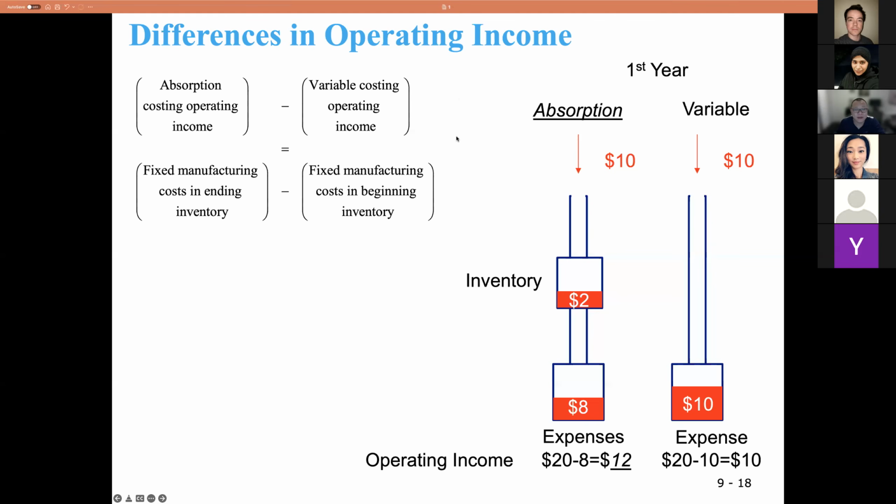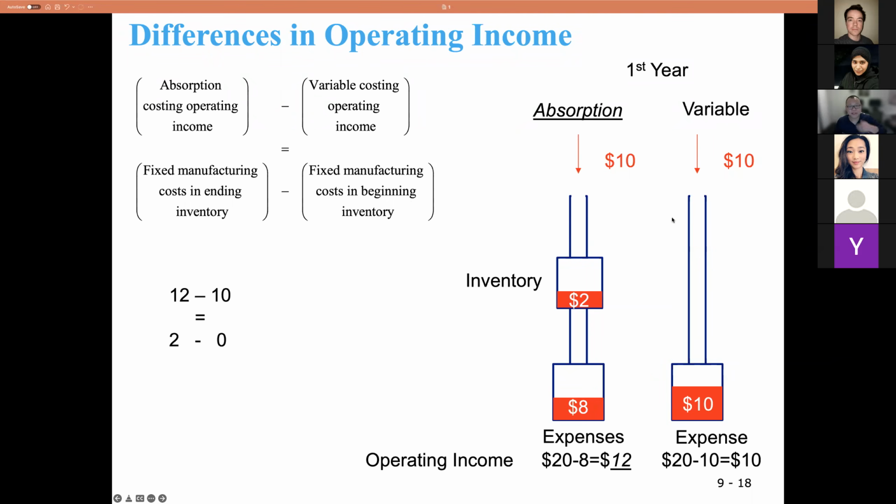Okay, Rain. Both of them are just 2. Okay, so what's the absorption operating income? It was 12. Minus what's the variable operating income? 10. So 12 minus 10 equals 2. What's the fixed manufacturing cost in ending inventory? It was 2. And the beginning inventory? 0. So 12 minus 10 equals 2, and 2 minus 0 equals 2. See? So with this example, it's accurate.